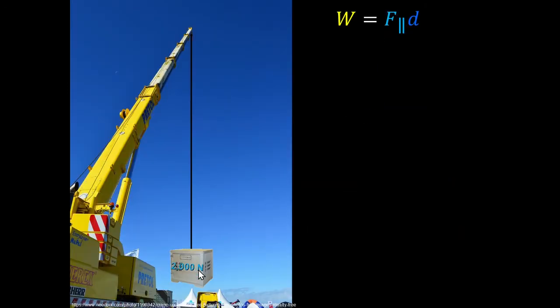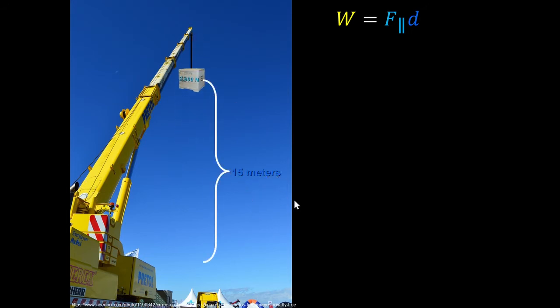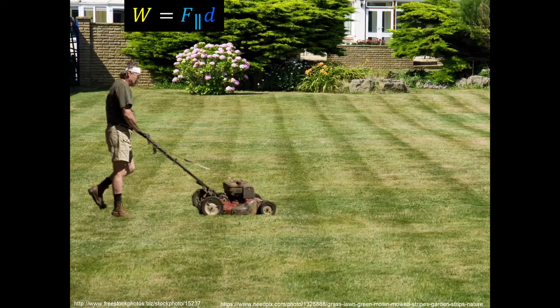All right, just another quick example. If this crate weighs 2,000 newtons and the crane lifts that up a distance of 15 meters, it's really as simple as taking force times the distance. The force of gravity was down, but we're trying to find the work that was done by the crane. So gravity's pulling down with 2,000, but the crane was pulling up with 2,000, and it moved that distance up. So 30,000 joules of work to lift that crate. We can quantify the work that we do.